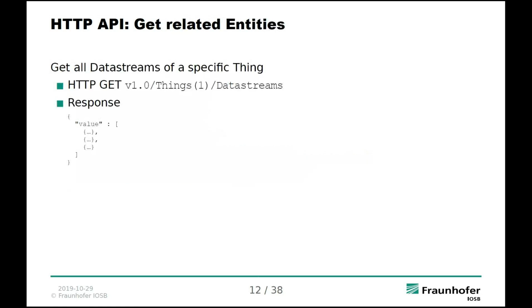I can get related entities. So these navigation links we saw before, I can follow them, for example, by putting things 1/data streams in the URL. And then I get only the data streams related to that one thing. This can also be chained. If I want from this data stream, maybe the observed property, I can add /observed property to the URL and so on.